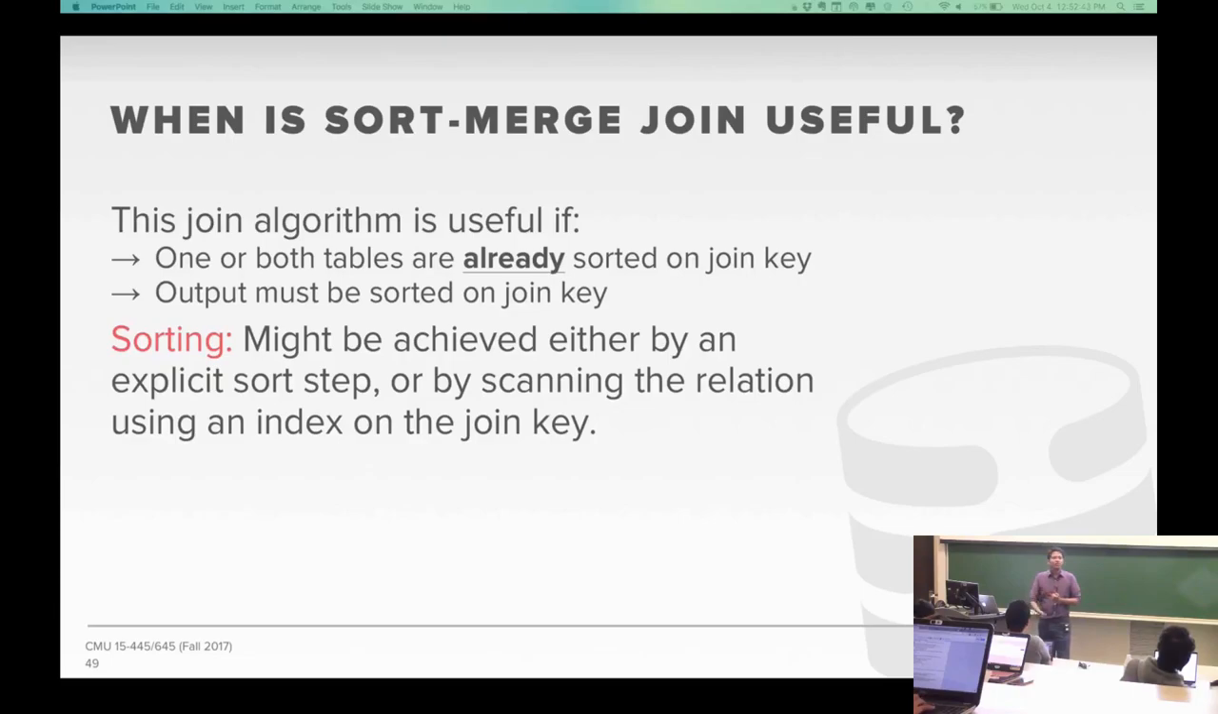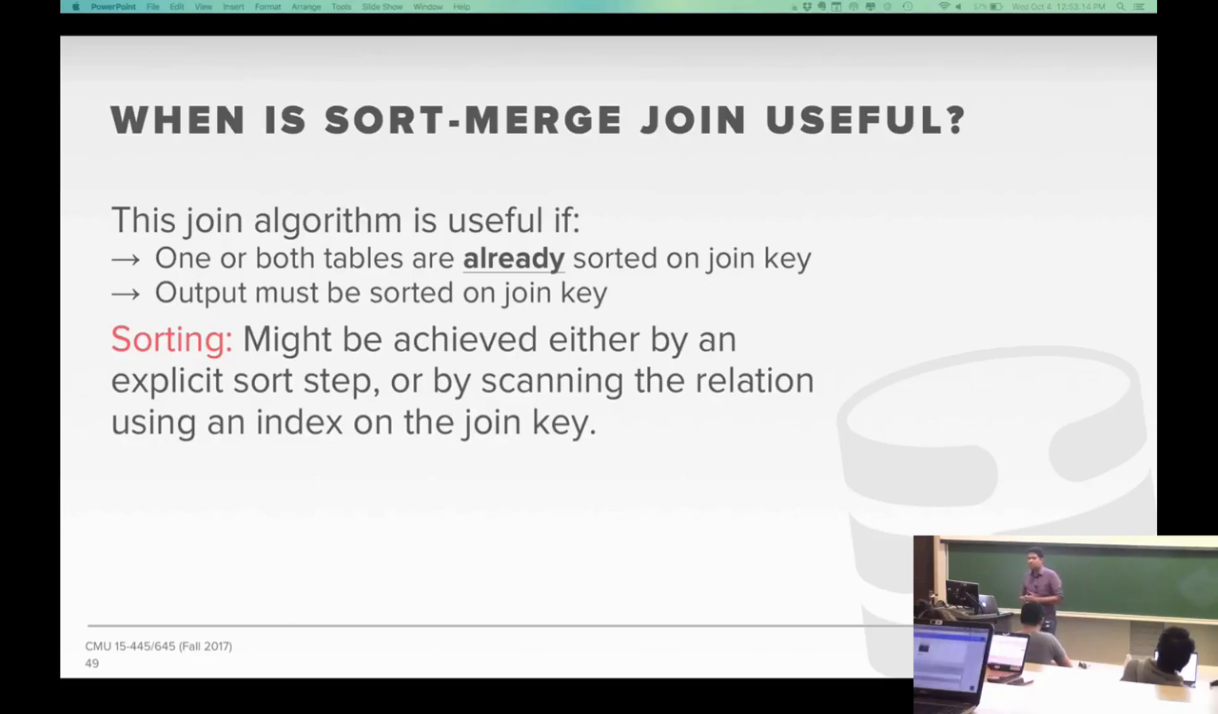If it's already ordered, then it makes sense to use this algorithm as opposed to blindly just doing a nested loop join, okay? So sorting can be achieved either by doing an explicit sort step, okay? You actually use the sorting algorithm that we presented earlier in the lecture, like external merge sort, or oftentimes you just use an index on the join attribute so that you get the tuples in the desired sort order, okay?